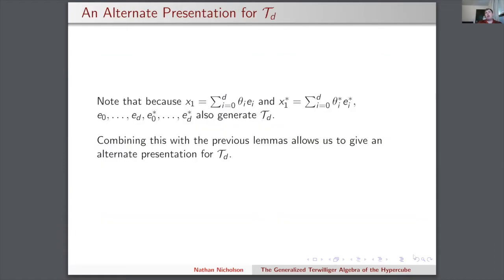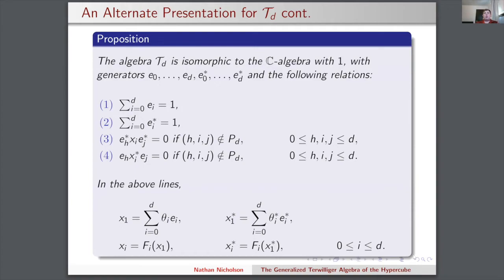So now I told you that viewing it as generated by x1 and x1 star is one view, but because these things are linear combinations of the Ei and Ei star respectively, we can see that the Eis and the Ei stars also generate TD. And so that gives us a different presentation for the generalized T algebra. And so that presentation would look something like this.